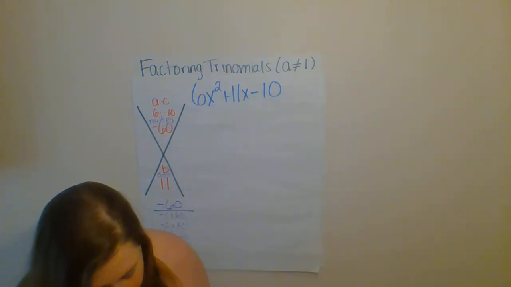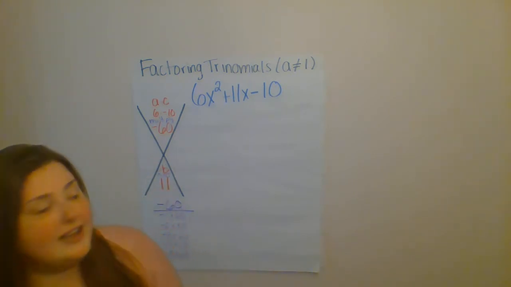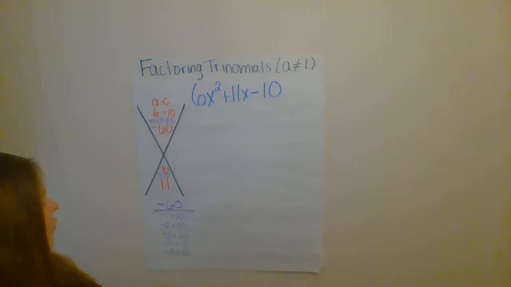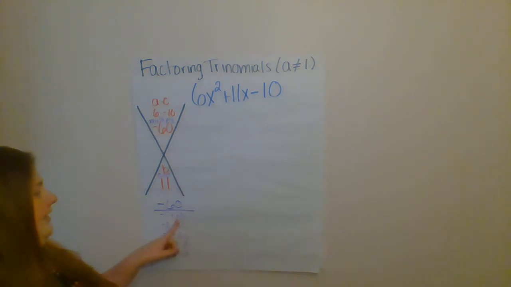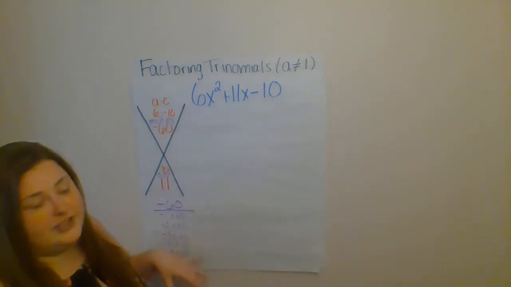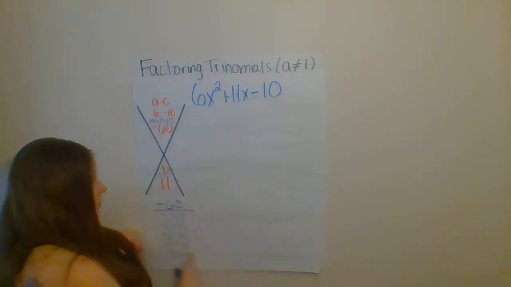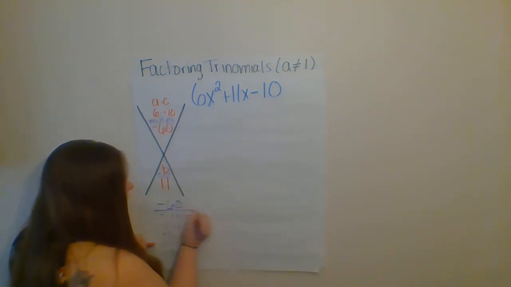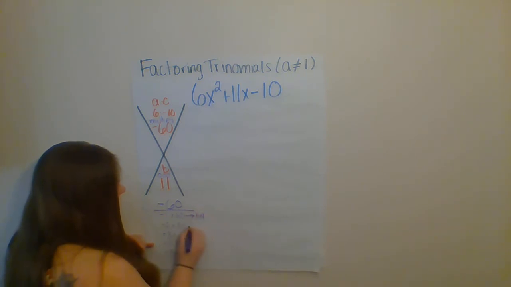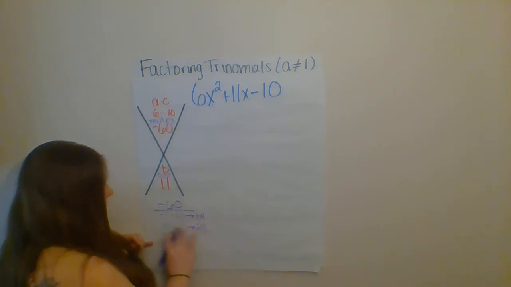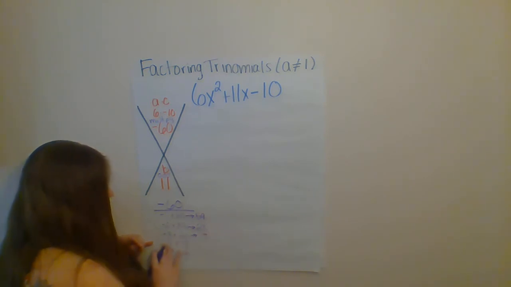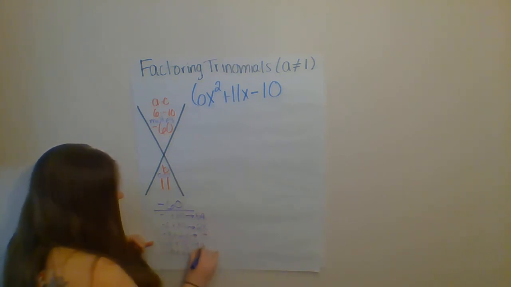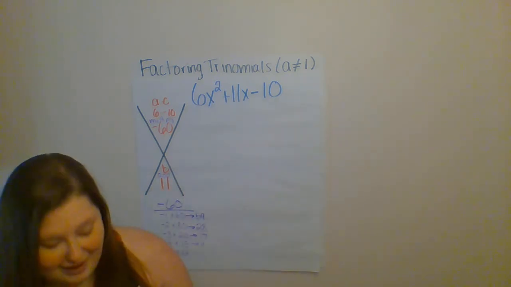So now we are going to look at these and see if any of them add to 11. We can also look at positive 1 and negative 60. So we'll cross that bridge if we have a negative 11 somewhere popping up here. So negative 1 plus 60 is 59. Negative 2 plus 30 is 28, negative 3 plus 20 is 17. Negative 4 plus 15 is 11. We can stop there. We've got it.